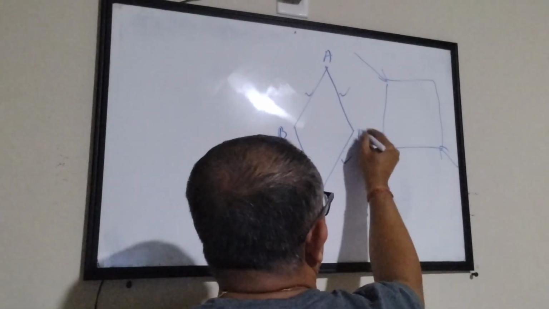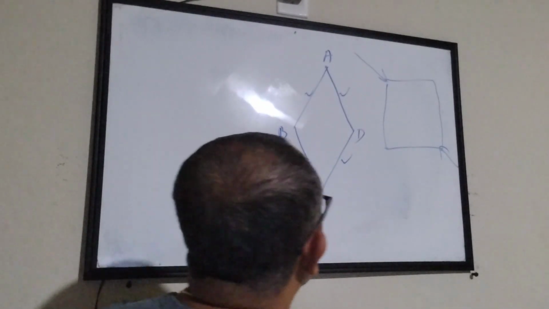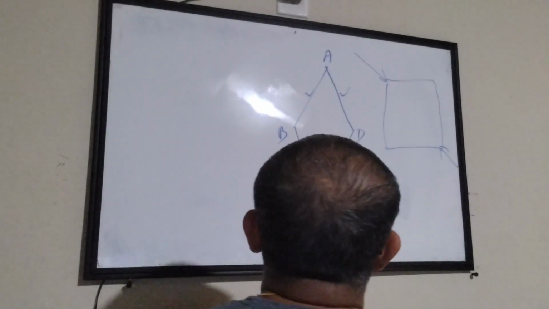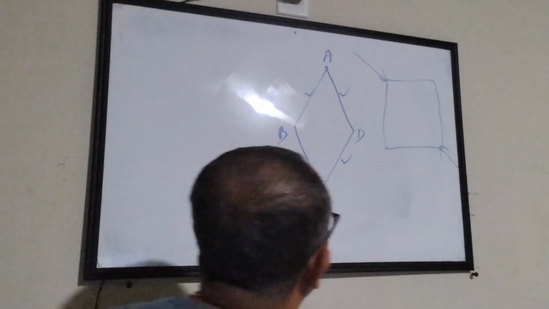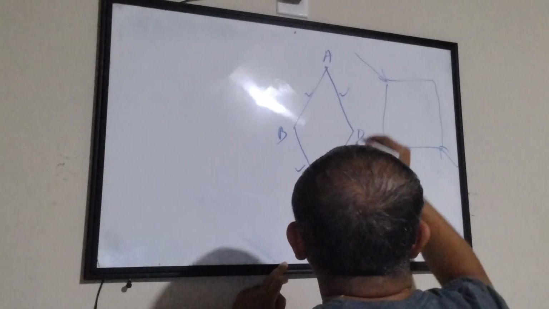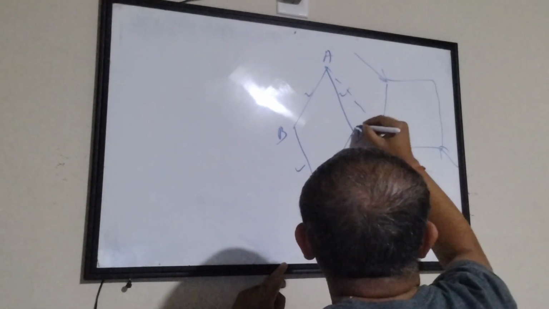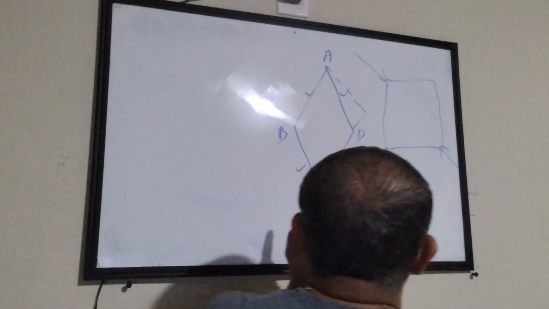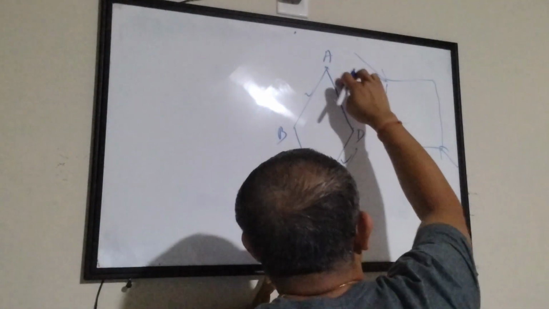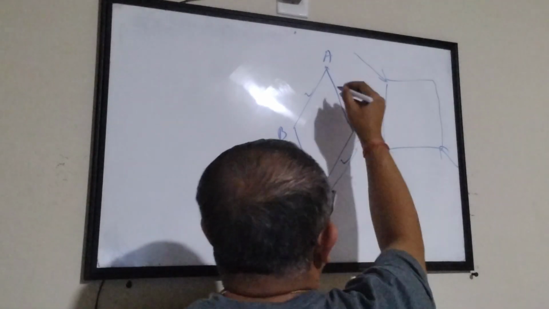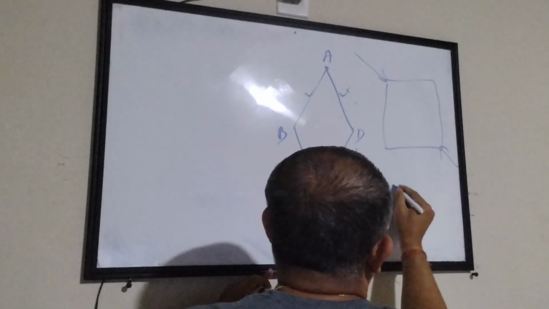Base times height. Yeah, base times height could be one way of looking at it. If you take this as a base and you draw a perpendicular, find out the height, that will be the same. Yeah, that is one formula. Or another one says half into d1 into d2.